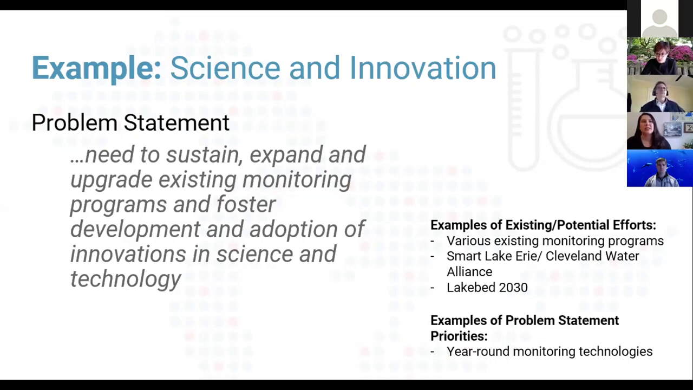We could acknowledge existing efforts or potential efforts, like all of the various monitoring programs that exist right now. The work that Brian's doing with Cleveland Waterlines around Smart Lake Erie, or an effort like Lakebed 2030, which is an effort to try to do comprehensive bathymetric mapping of the Great Lakes by 2030. Those are the types of activities that could be acknowledged in this. And then maybe as we're working together to craft this problem statement, we identify some priorities, such as the need for year-round monitoring technologies in the Great Lakes. We do have a terrible blind spot during winter months when we're not able to do real-time monitoring. So maybe that's something that emerges as a priority that the regional partners can get around.